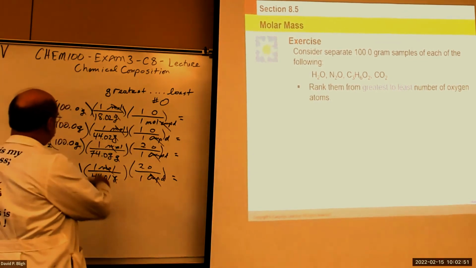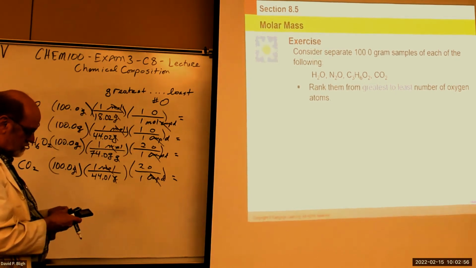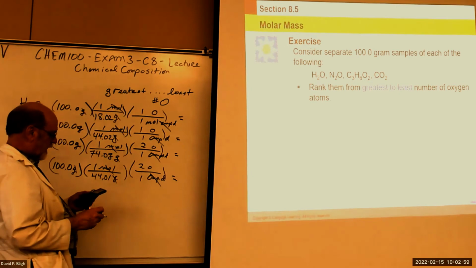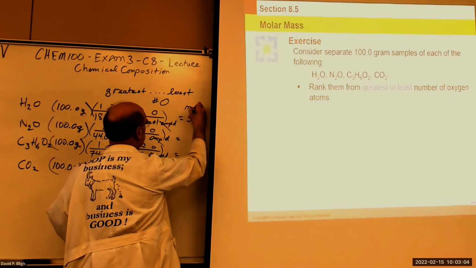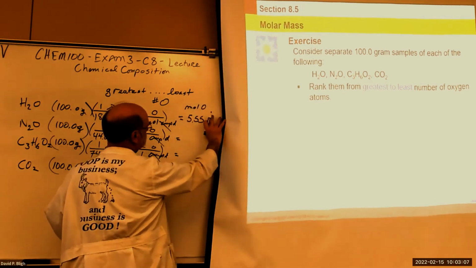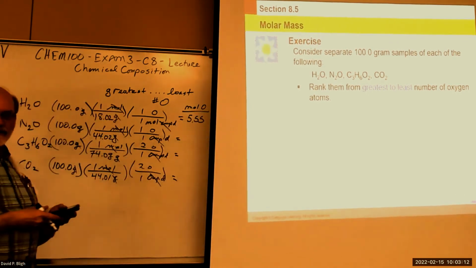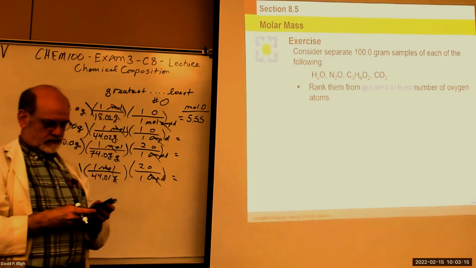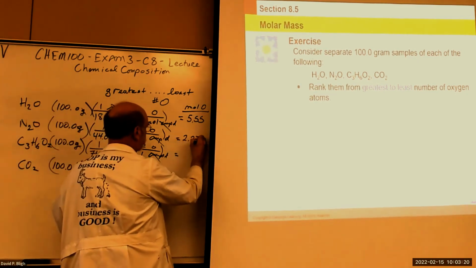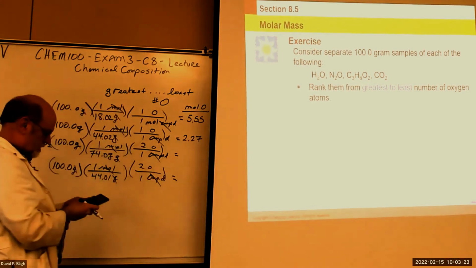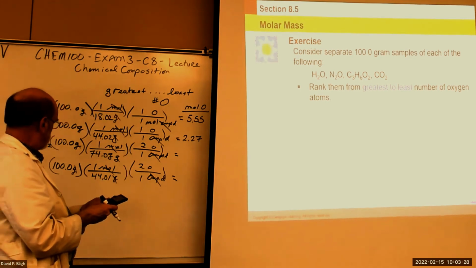All right, so if we divide 18.02 into 100, I get 5.55. This is moles of oxygen. Okay. How about this one? 100 divided by 44.02. 2.27. And 100 divided by 74.09.